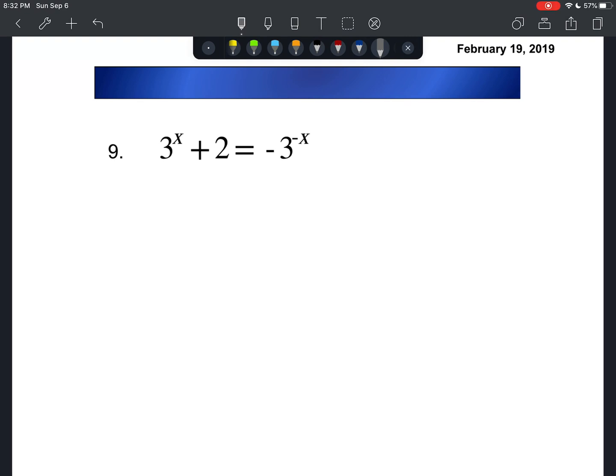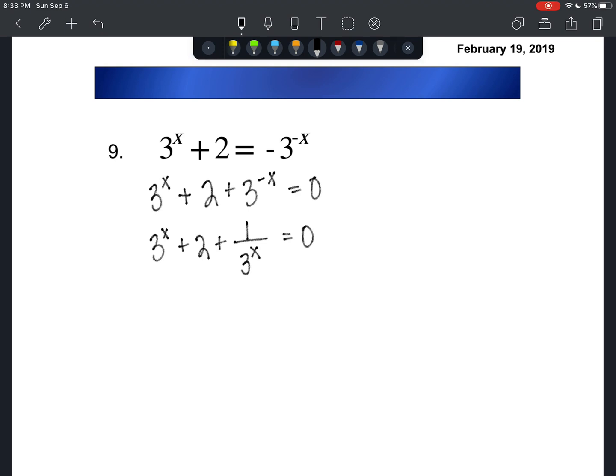Okay, so what I'm thinking here is saying, let's get everything over to one side. So 3 to the x plus 2 plus 3 to the negative x. And that's going to take care of one of our negative values. Sometimes we don't like those negative values. Then let's make that exponent positive because we don't like negative values, right? Who likes negative values? So we make that 1 over 3 to the x.